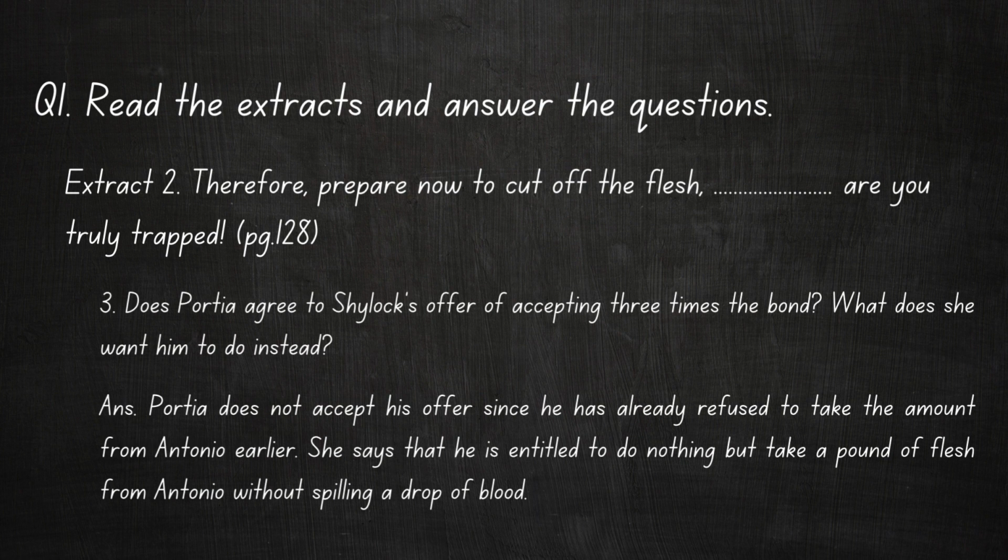Question 3. Does Portia agree to Shylock's offer of accepting 3 times the bond? What does she want him to do instead? Answer. Portia does not accept his offer since he has already refused to take the amount from Antonio earlier. She says that he is entitled to do nothing but take a pound of flesh from Antonio without spilling a drop of blood.